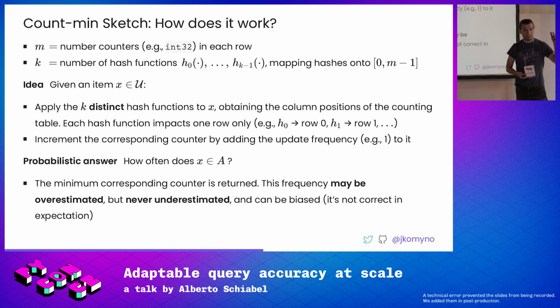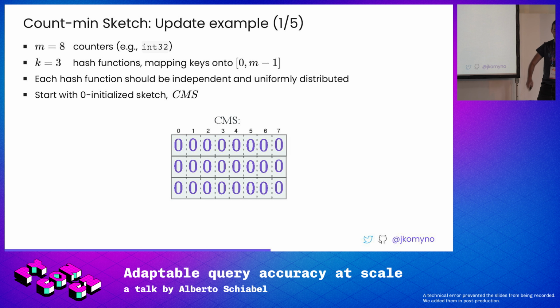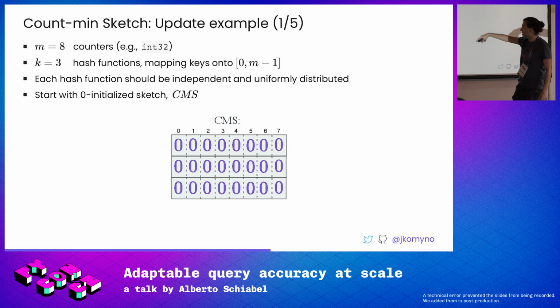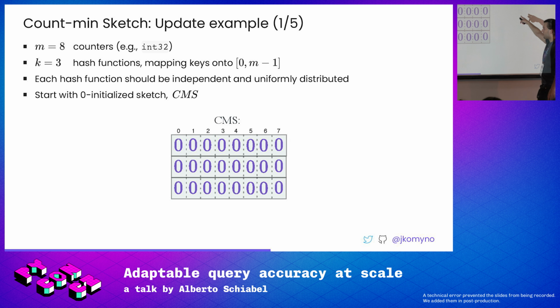And how do they work? Well, you still have the k distinct hash functions, right? The idea is that each hash function controls one row of a counting table. It's probably just easier to see that in practice. So we see 8 counters in this case. That's the number of columns. We have 3 rows. That's the number of hash functions.